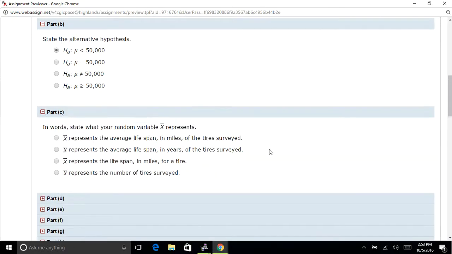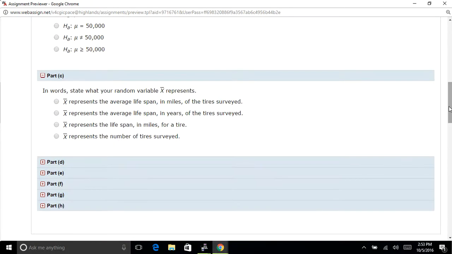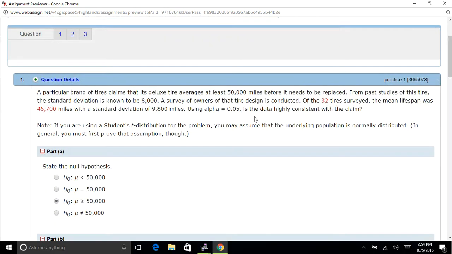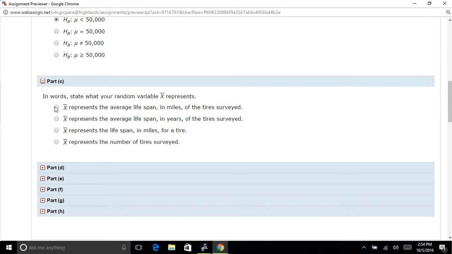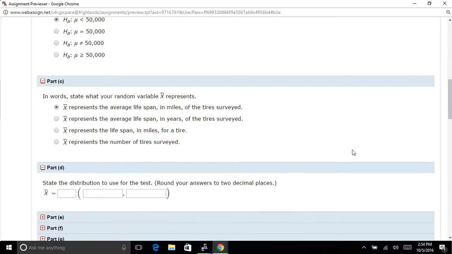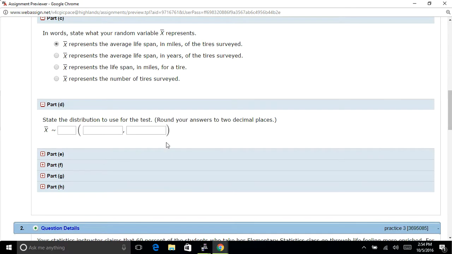So as I keep going further down, I want to know what my random variable is. I know that I'm looking for an average because I'm using a mean. So that's going to take this one, the lifespan in miles, and then the number of tires surveyed, because that's really just a sample size. So I've got to look at the average lifespan. And if I go back up, it says the average lifespan is in miles, not years, so it would make this one correct. So now I need to state the distribution.